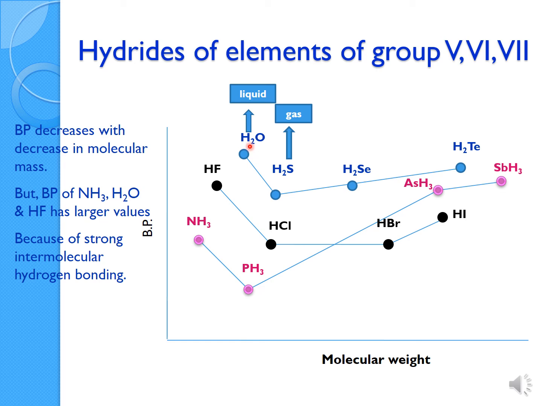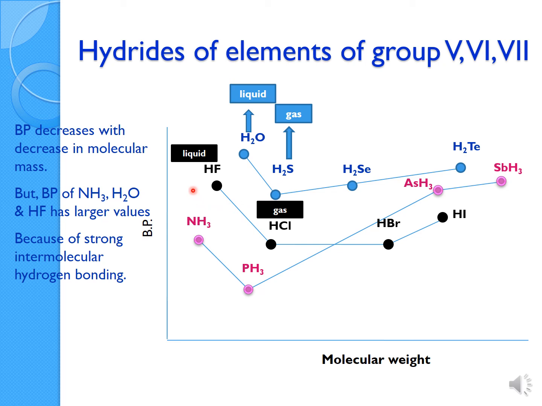Now if you look at water and hydrogen sulfide, you can see at room temperature water is a liquid, whereas hydrogen sulfide will remain as a gas. This is again due to the presence of intermolecular hydrogen bonding in water. We have to supply more energy to convert water from its liquid state to its gaseous state because of the presence of intermolecular hydrogen bonding. More energy is required to break these hydrogen bonds. Only then can it be converted into its gaseous state. So water at room temperature is a liquid, whereas hydrogen sulfide at room temperature is a gas.